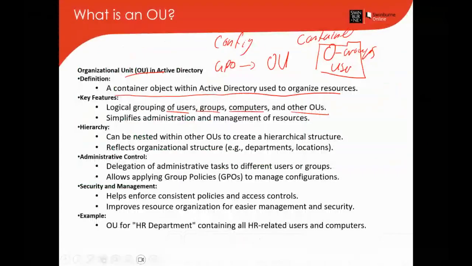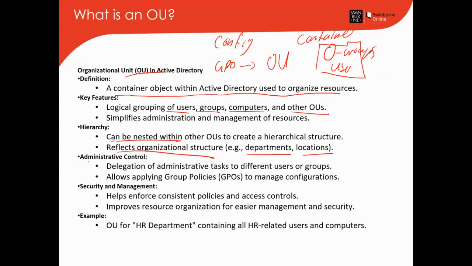All right, nice. It's hierarchical, so we can nest it, and it reflects organization. So we'll do it by department or location. Administrative control, we can delegate control to an OU. So we can say, look, okay, you're the boss of this OU, you go configure it in Active Directory. It helps with security management. We can enforce consistent policies and access controls, and we can improve resource organization, and so on. There we go.